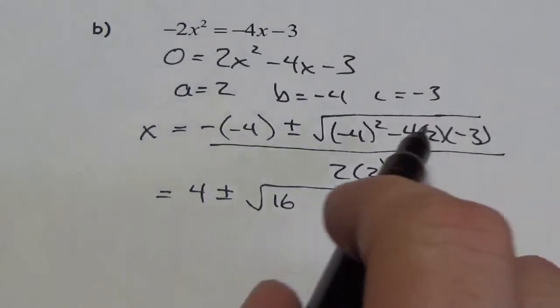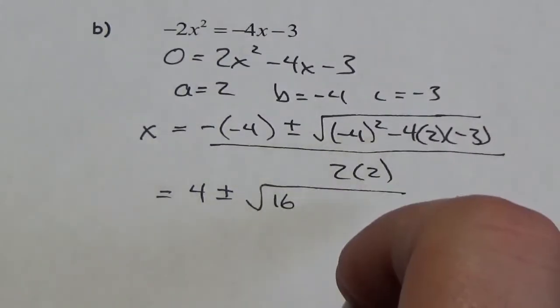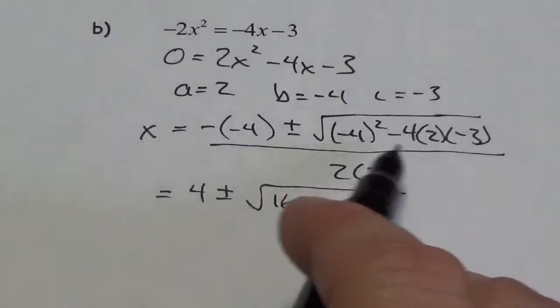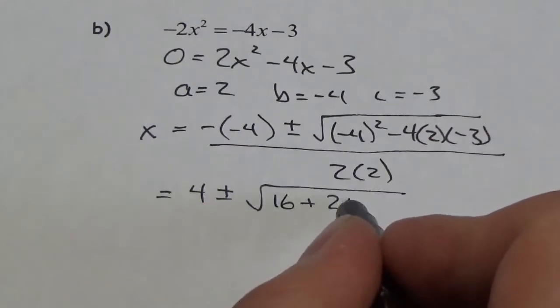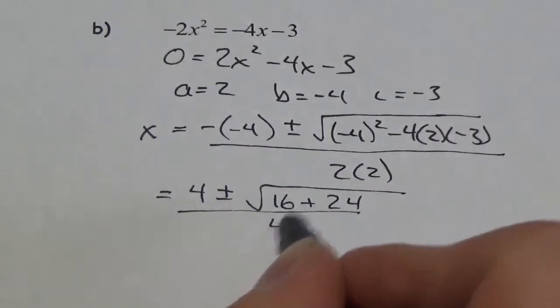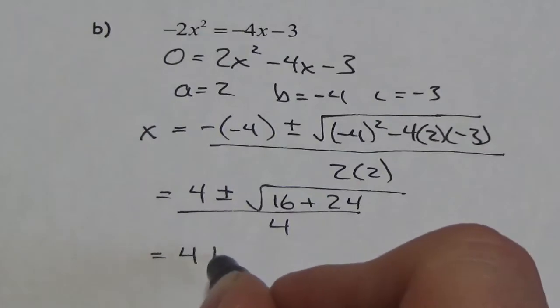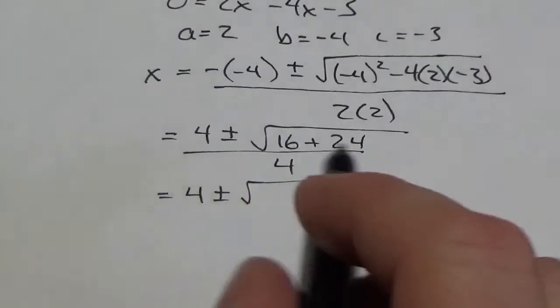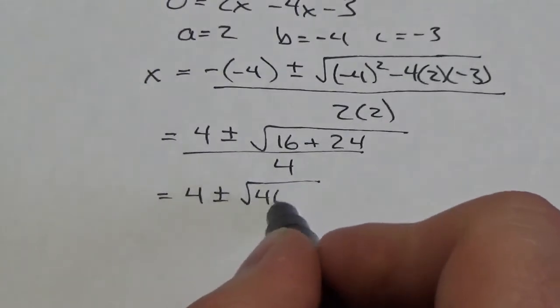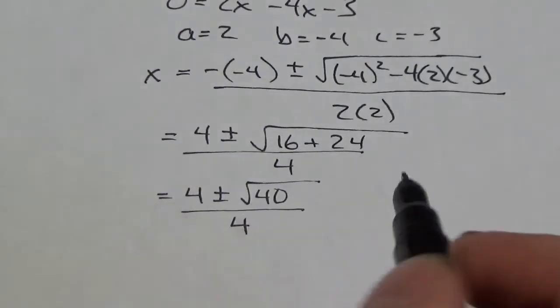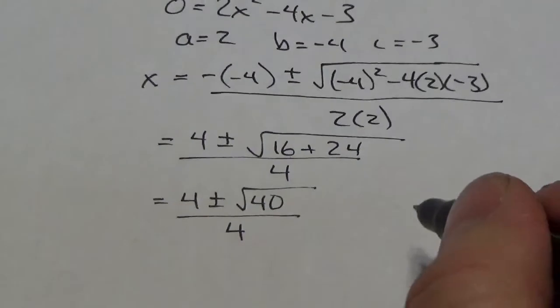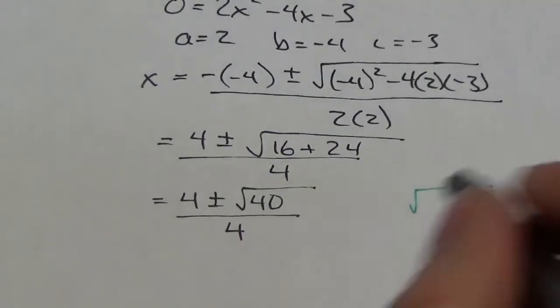16, and then 4 times 2 is going to be 8 times negative 3 will be negative 24, and that negative is going to make that plus, so plus 24 all over 4. So 4 plus or minus the square root, and now 16 plus 24, what do we got there? That's going to be 40 all over 4. Okay, and now just like I did last time, I'm going to try to simplify that radical a little bit. So just off to the side here, I'm just going to think about what's in that radical.